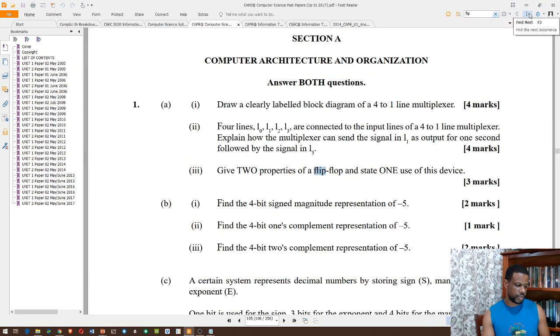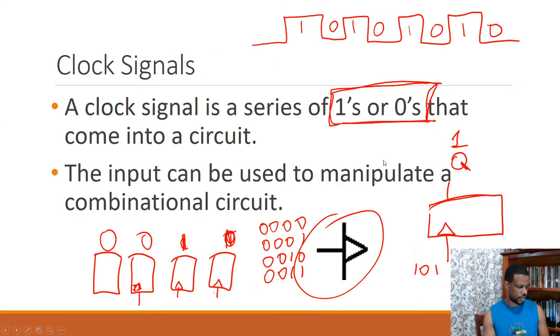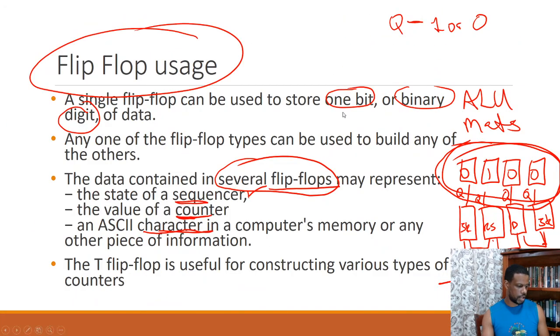Let's see what other flip-flop question we had. Give two properties of a flip-flop and state one use of this device. Properties: it holds ones and zeros, and it has a set and a reset. One use is to create a register, which I have said here. To create a sequencer, a counter, register.